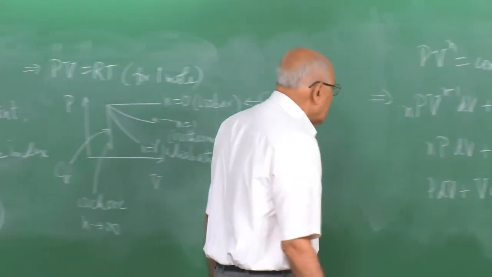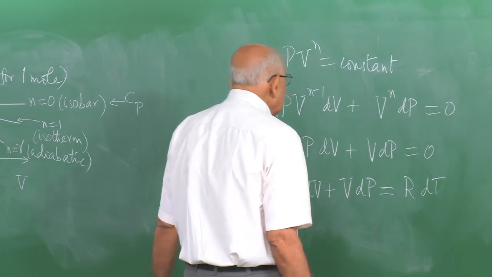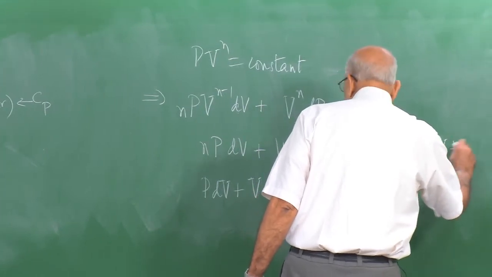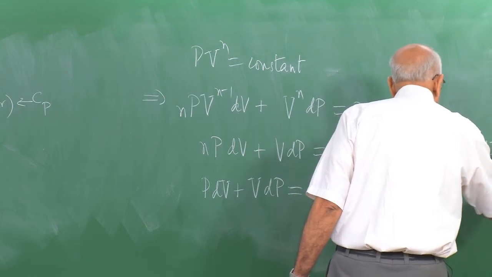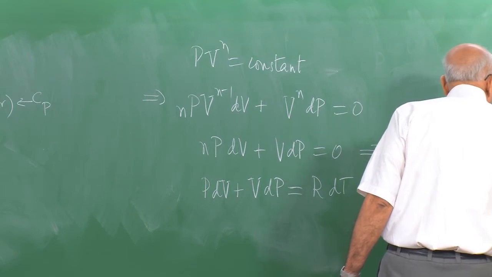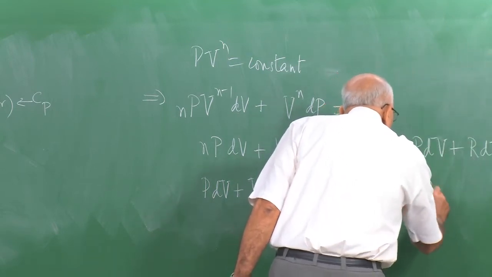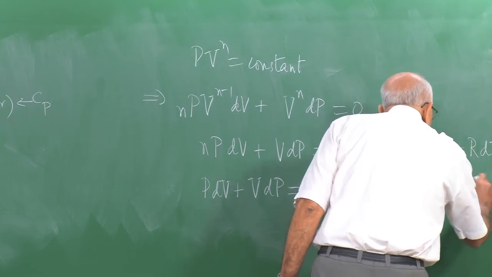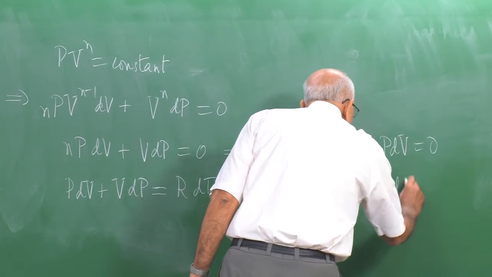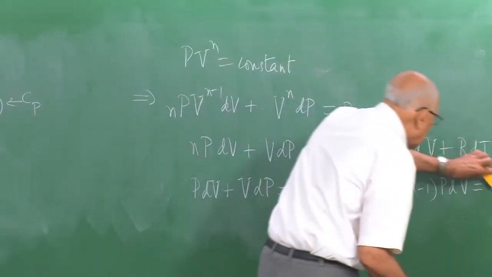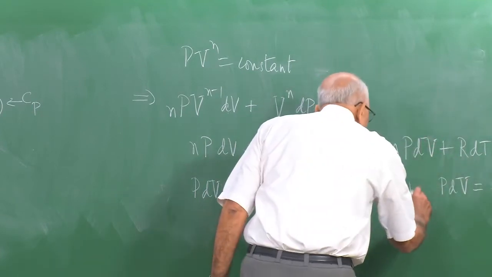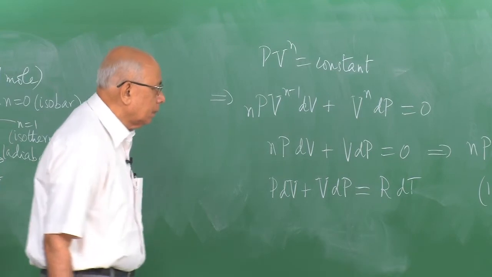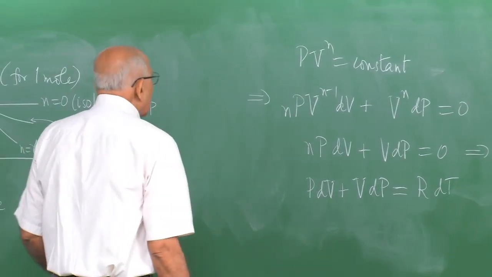Okay. So it says v dP is R dT minus P dV, so this implies nP dV plus R dT minus P dV equal to 0, or to write it the other way, n minus 1 P dV equal to minus R dT, or let us write this as plus R dT and put a 1 minus n here. That is the general relation, and now we need to know what the laws of thermodynamics tell us.